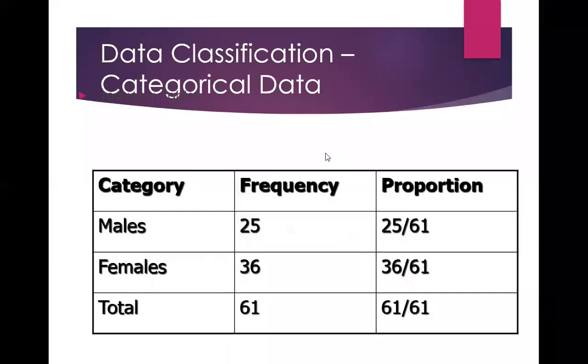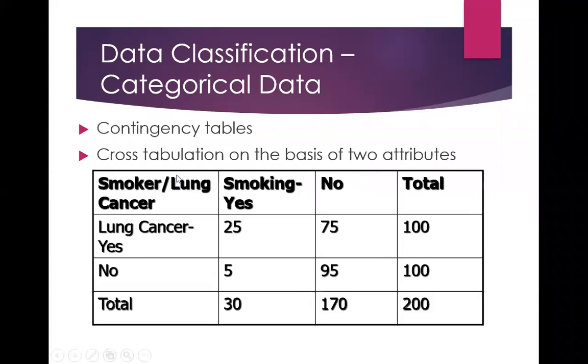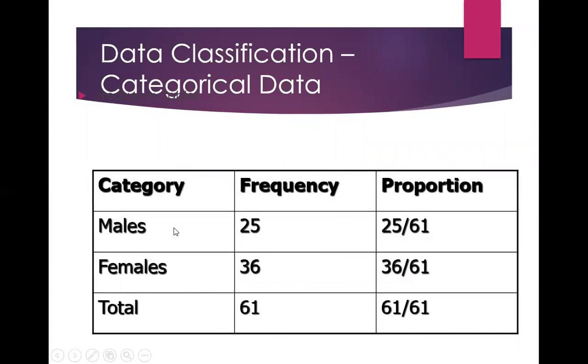Now we go to classification of categorical data. Categorical data include attributes. As I told you in my previous lecture, a variable is usually used for numerical data, and an attribute is used for categorical data. For categorical data, for example, if the attribute is gender, gender can have two possibilities, males and females. And the second column is frequency. So there are 25 males in this study and 36 females in this study. So this is a classification of categorical data.